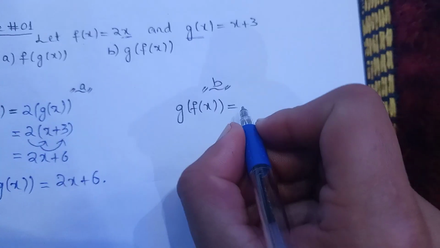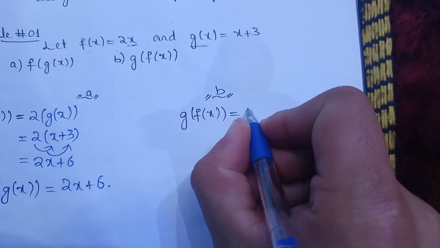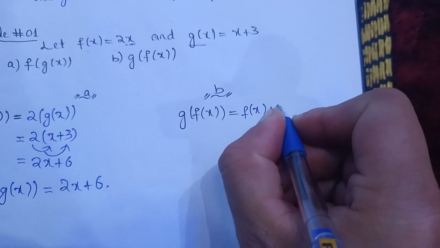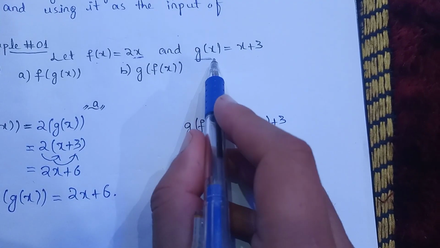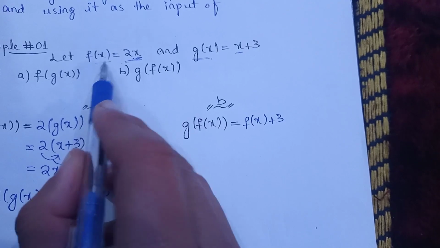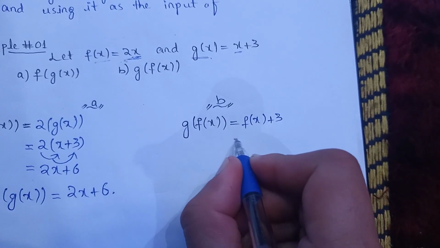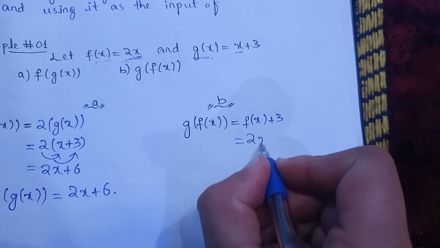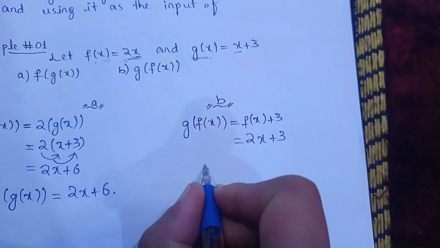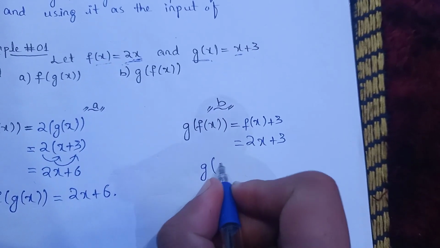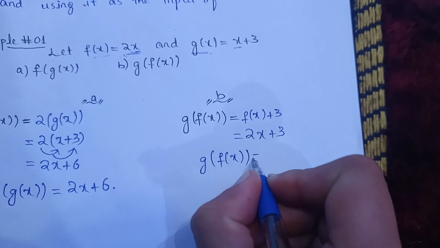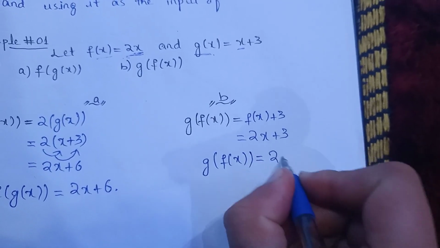Let's move towards our part B. Here we are going to find the composition of g into f of x. Here we put x as f of x. So g of x equals x plus 3. We substitute x as f of x. So f of x is 2x. So our composition g into f of x is equal to 2x plus 3.